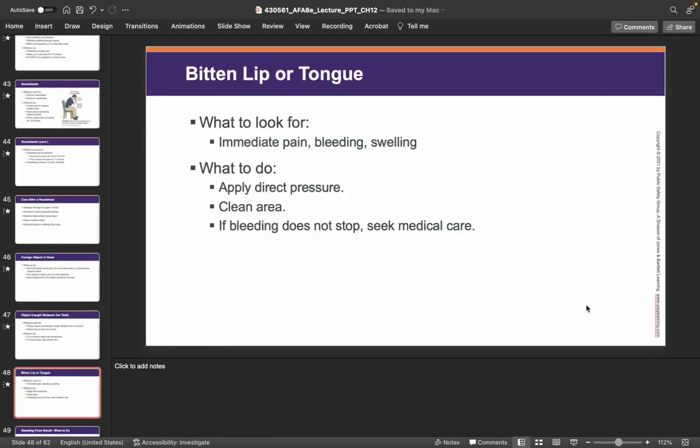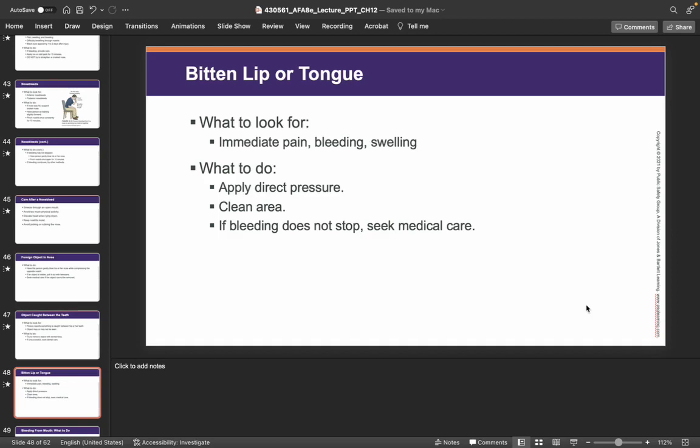If somebody bites their lip or their tongue, probably going to have some immediate swelling, bleeding. It's really painful. Anybody who's done it, it sucks. The biggest thing, you can try and apply direct pressure. I would probably have the person do it. You can also just put gauze in their mouth and have them push their tongue against it. Or if it's their tongue, push their tongue against the side of their mouth against some gauze.